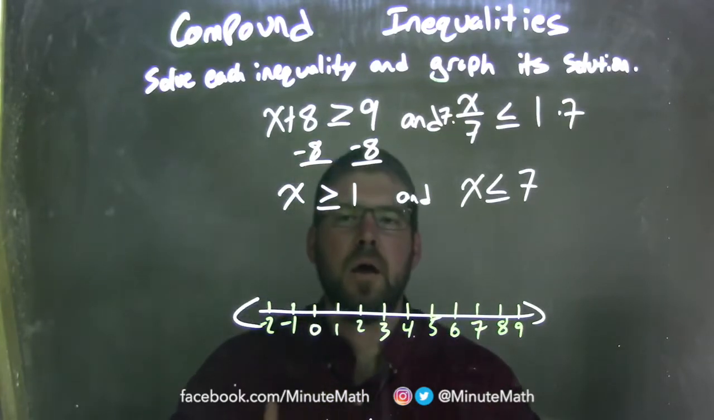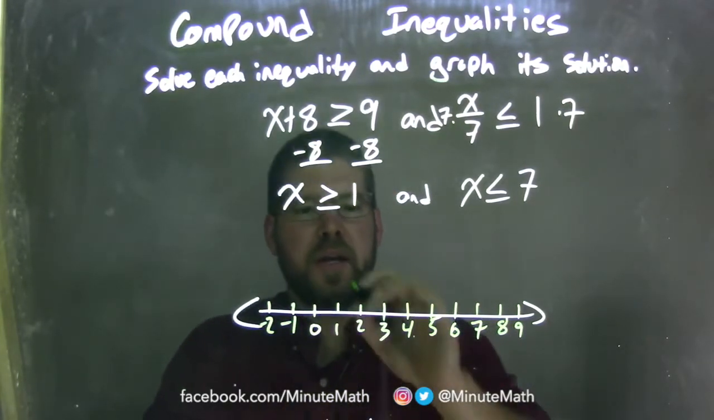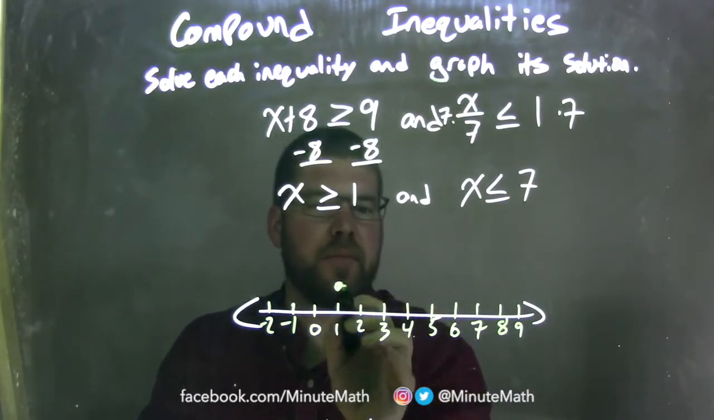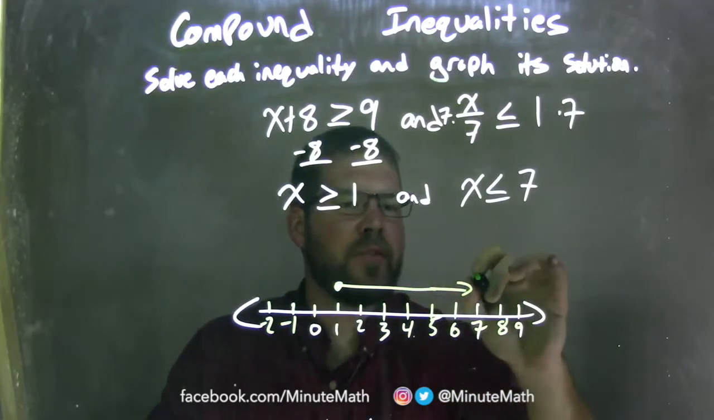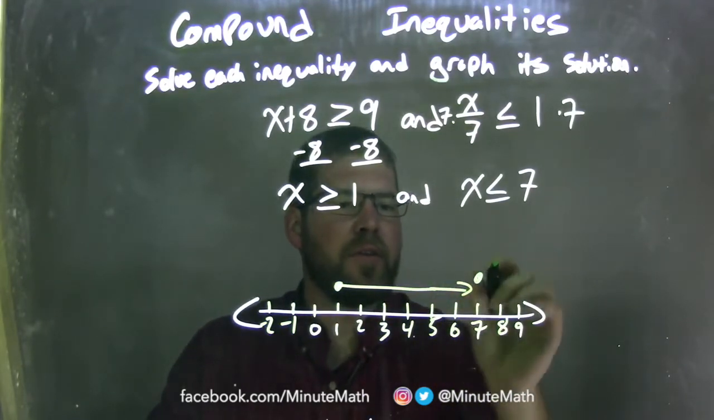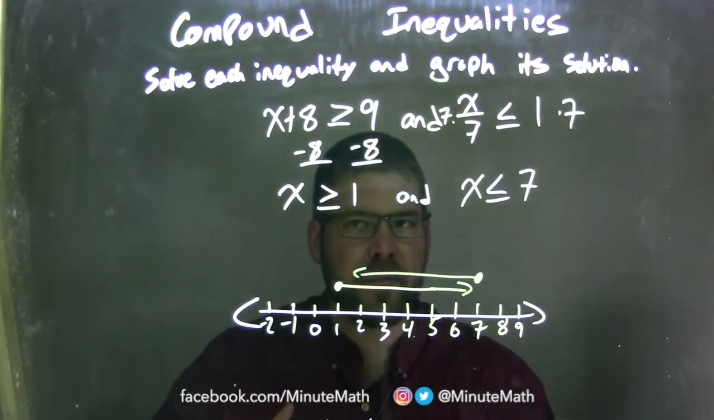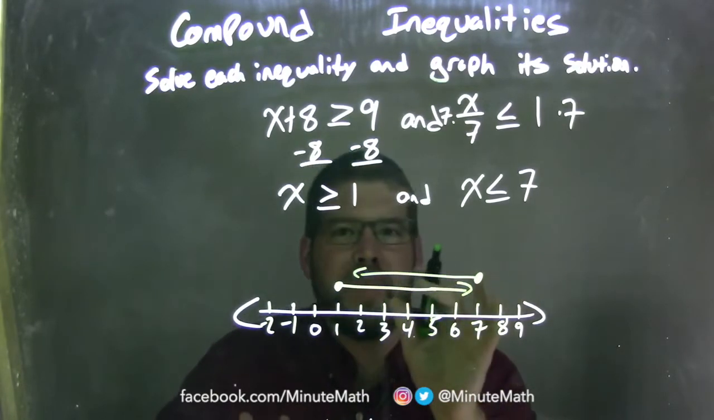Okay. Well, we said that x is greater than or equal to 1. So we can equal 1 here, and we can shade to the right. Then they said x is also less than or equal to 7. So we have a closed circle at 7, and we shade to the left. Interesting. That means I can write this as one big inequality.